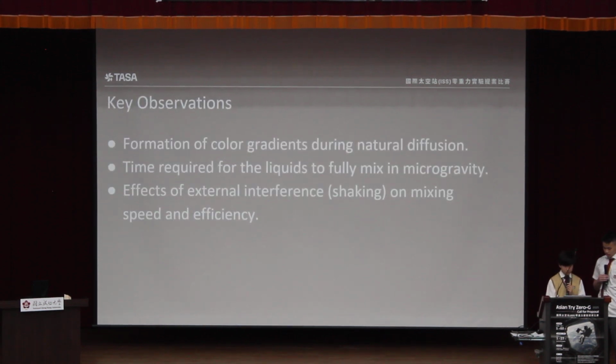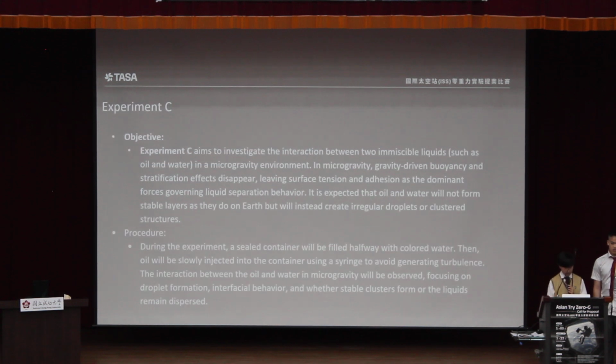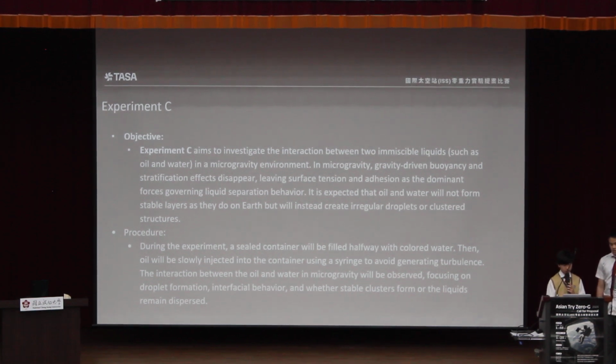So the key observation for experiment B will be the formation of green color and how it diffuses in a microgravity environment. And for experiment C, we will be investigating the interactions between two immiscible liquids, such as oil and water. On Earth, gravity causes oil to float above water, and it creates layers. In microgravity, this is not the case. So we want to investigate how immiscible liquids interact with each other in space.